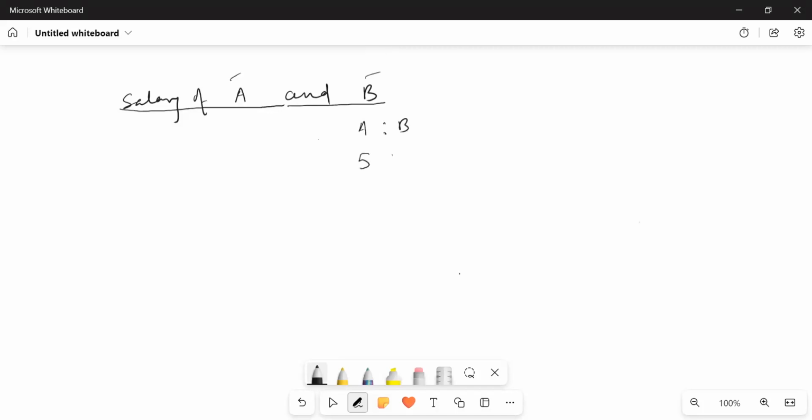A is to B is 5:7. So can anyone tell, with this figure, can we calculate the salary of A? Can we calculate the salary of A?